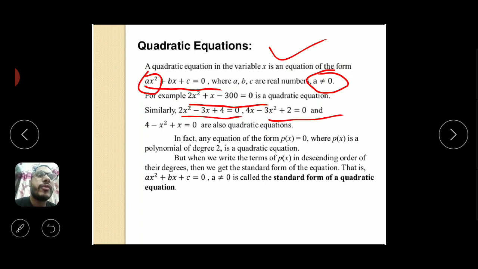So what is the standard form of quadratic equations? The standard form of quadratic equations is always represented by ax square plus bx plus c equals to 0, where a and b are the coefficients of x square and x respectively. I mean to say here that a is the coefficient of x square, b is the coefficient of x, and c is the constant here.